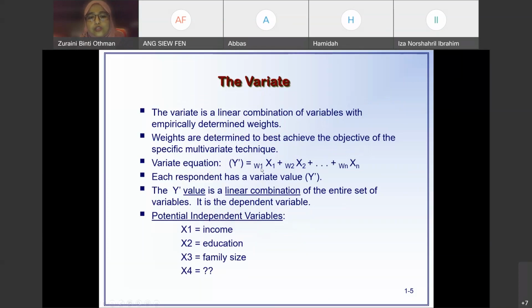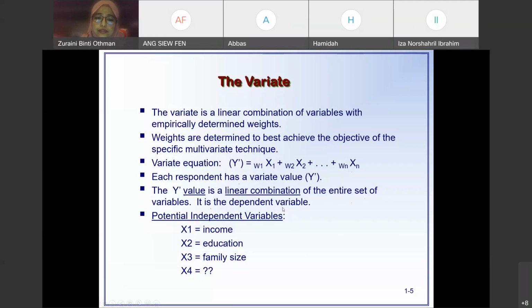Y prime is equal to W1 X1, and so on, W1, W2, and Wn. W1 is the weight for variable X1. W2 is the weight for variable X2. And so on until Wn is the weight for Xn. Each respondent has a variate value. The variate value is a linear combination of the entire set of variables.